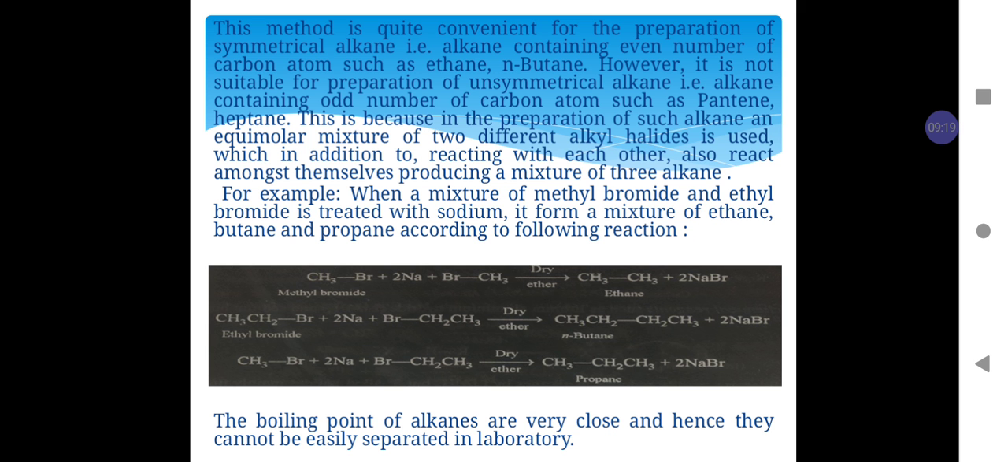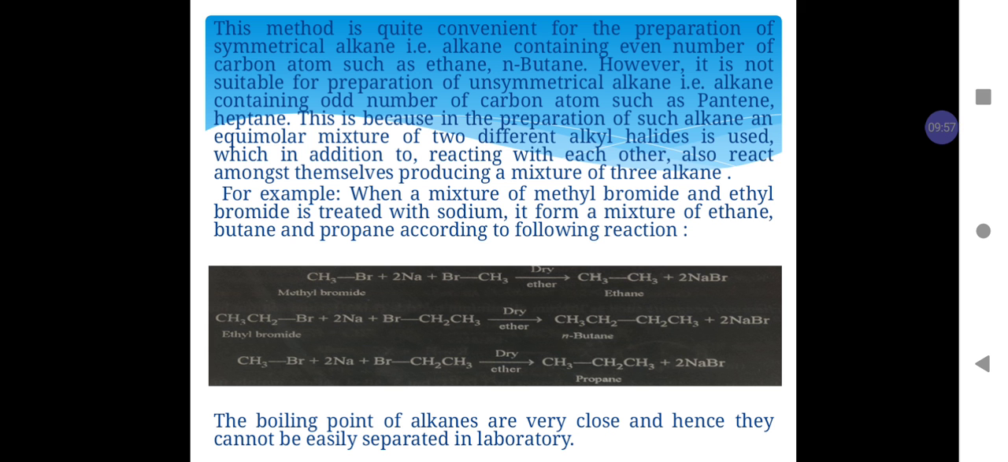sodium. These two different alkyl halides used in this reaction, in addition to reacting with each other, also react amongst themselves. For example, if we use a mixture of methyl bromide and ethyl bromide to form propane with sodium, it forms a mixture of ethane, butane and propane according to the reaction shown in the figure.